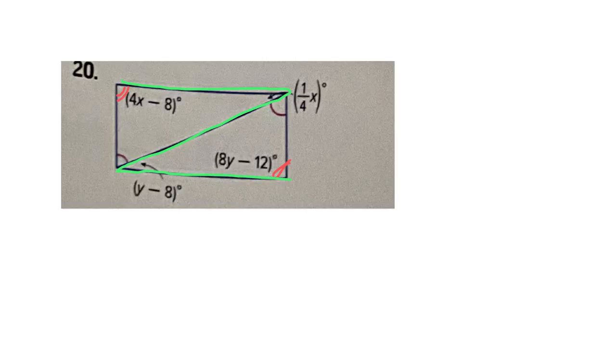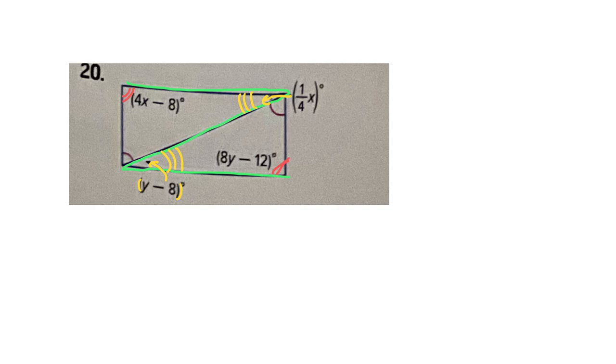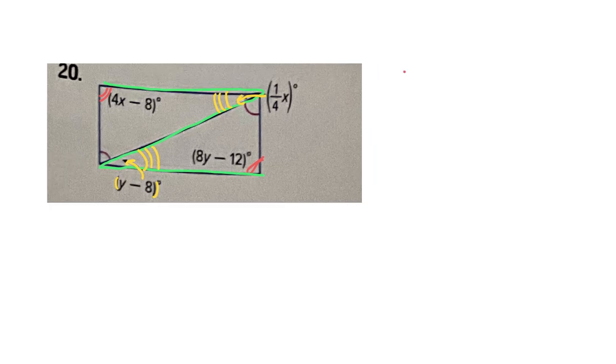So hopefully my student watching knows that the yellow ones must also be congruent to each other. And this 1/4 x degrees is indeed pointing to that, and this y minus 8 degrees is indeed pointing to that angle. So with regards to the red angles, I think we understand 4x minus 8 equals 8y minus 12. And with regards to the yellow angles, we're looking at y minus 8 equals 1/4 x.